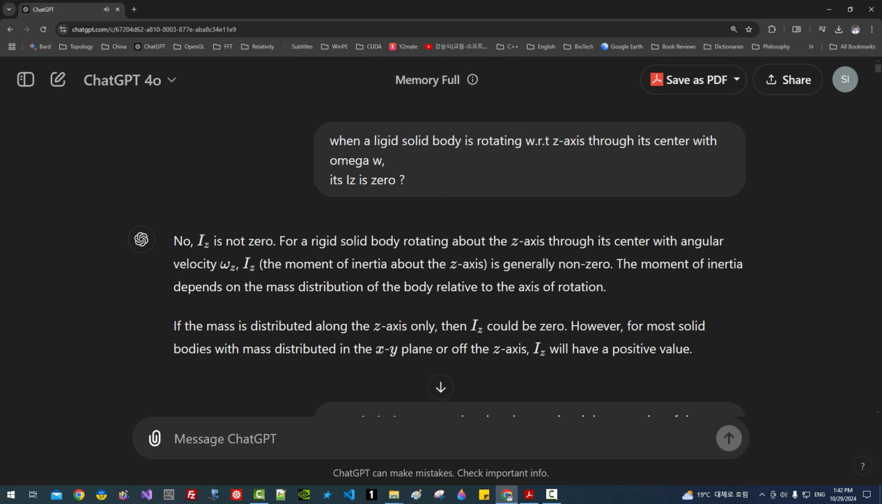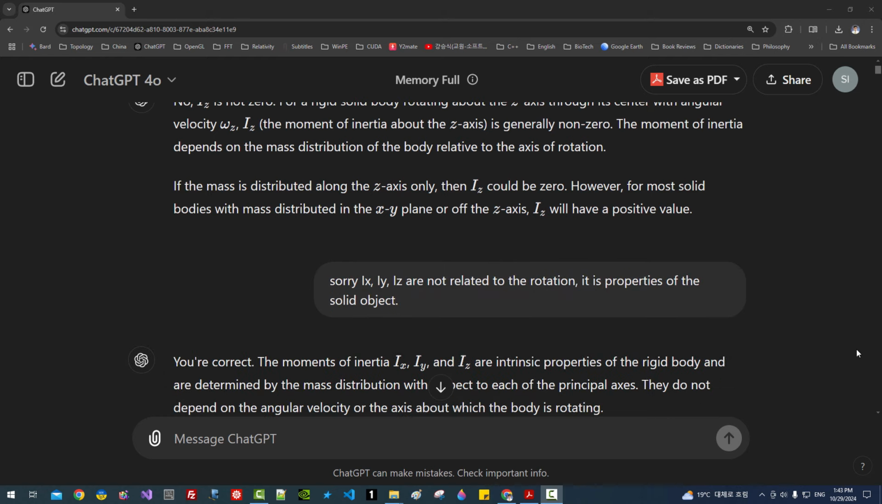For a rigid solid body rotating about the z-axis through its center with angular velocity omega z, Iz, the moment of inertia about the z-axis, is generally non-zero. The moment of inertia depends on the mass distribution of the body relative to the axis of rotation. If the mass is distributed along the z-axis only, then Iz could be 0. However, for most solid bodies with mass distributed in the x, y plane or off the z-axis, Iz will have a positive value.